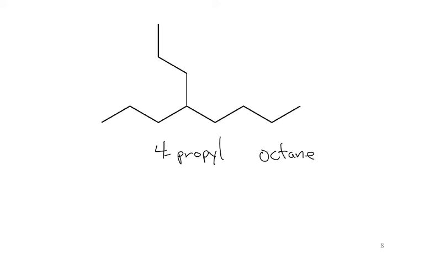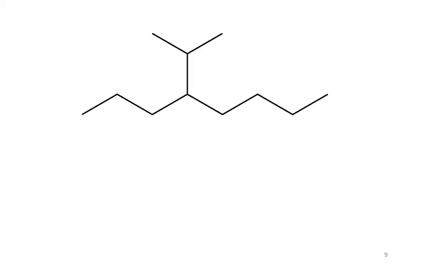All right, the next one shows the other type of propyl group. This is a very similar molecule. I still have 1, 2, 3, 4, 5, 6, 7, 8. My substituent's coming off the 4th carbon, and it's still a propyl, right? It's still 1, 2, 3. But now rather than attaching to the end carbon, I'm attaching to the middle carbon. That's what makes this isopropyl as opposed to propyl where it was attached here. So this is going to be 4-isopropyloctane.